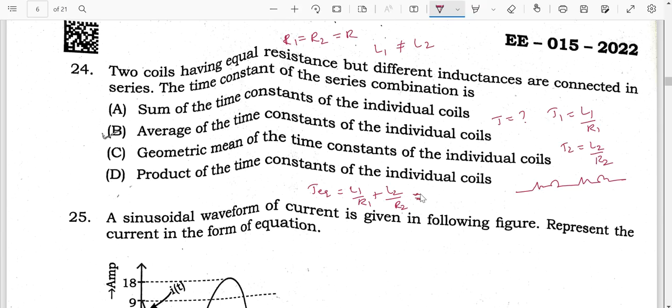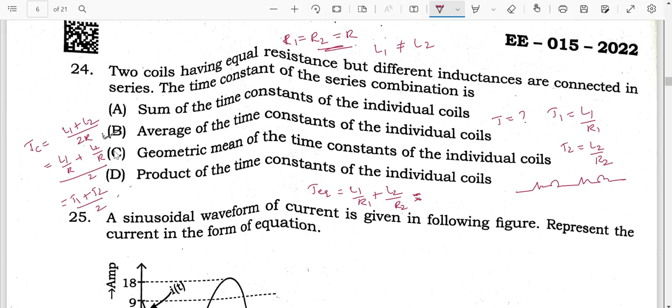the total combination here is L1 plus L2, the total L equivalent value, and the total resistance value is going to be 2 into R. Why? Because L1 plus L2 is here, and R1 and R2 are the same. So we can write this as L1 by R plus L2 by R, divided by 2. That means (T1 plus T2) by 2.